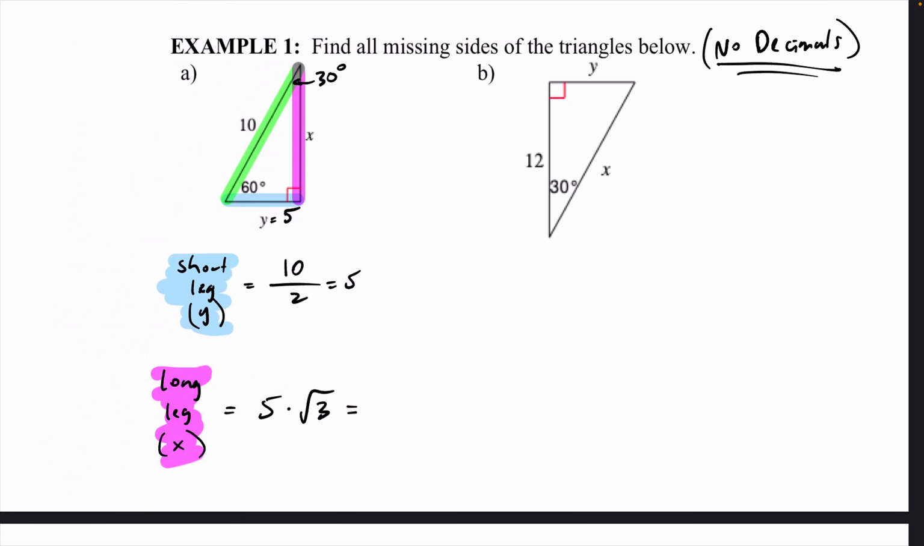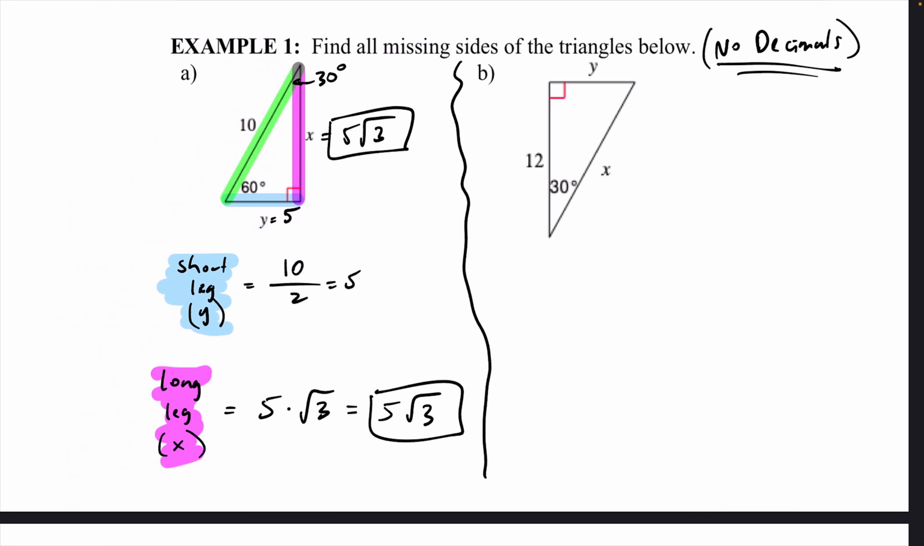So what do you do? You don't do anything. That's your answer: 5 times the square root of 3. If it said round your answer, then go right to your calculator and have fun. But it didn't say round. In fact, it said no decimals. So that's why we can't do it. Short leg, long leg, hypotenuse. All right, let's go to B now.